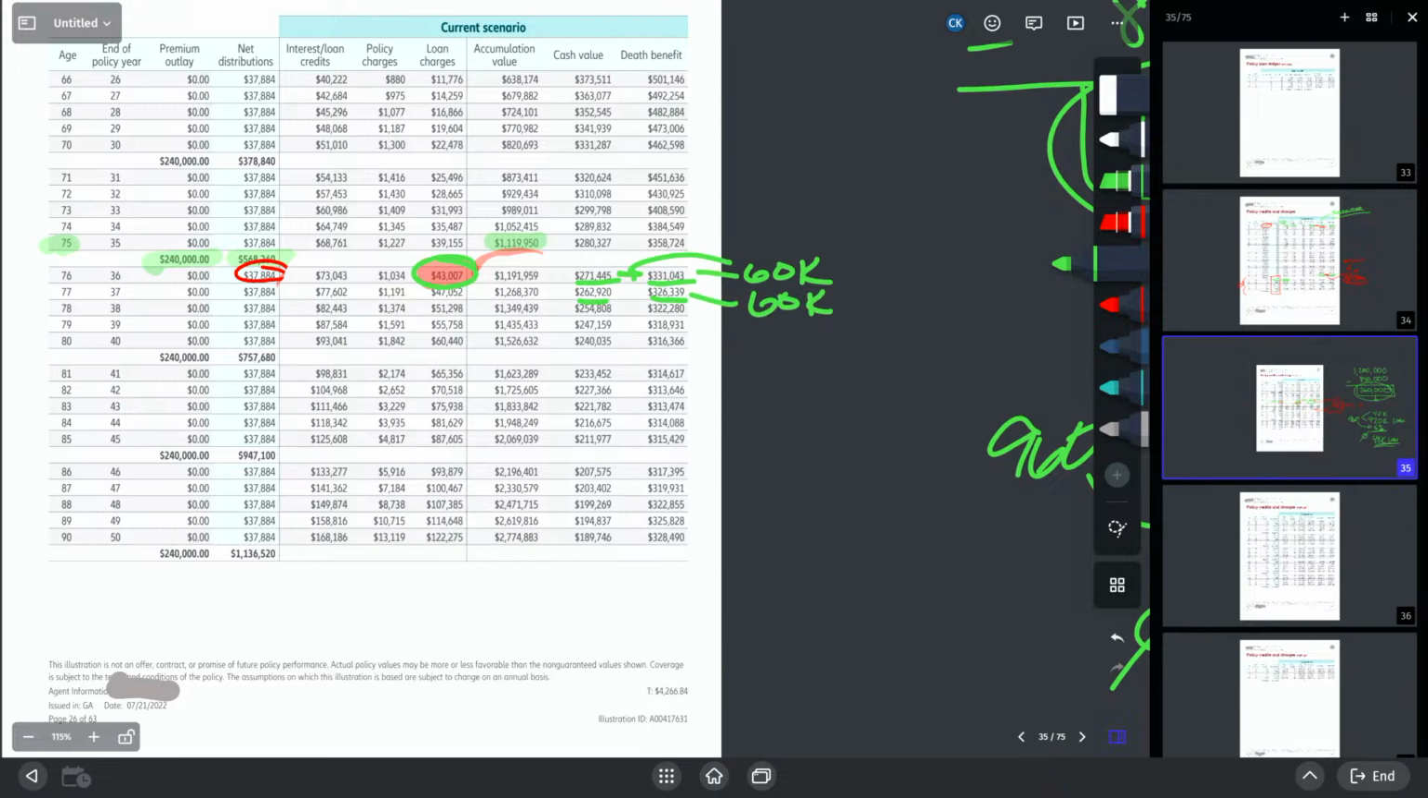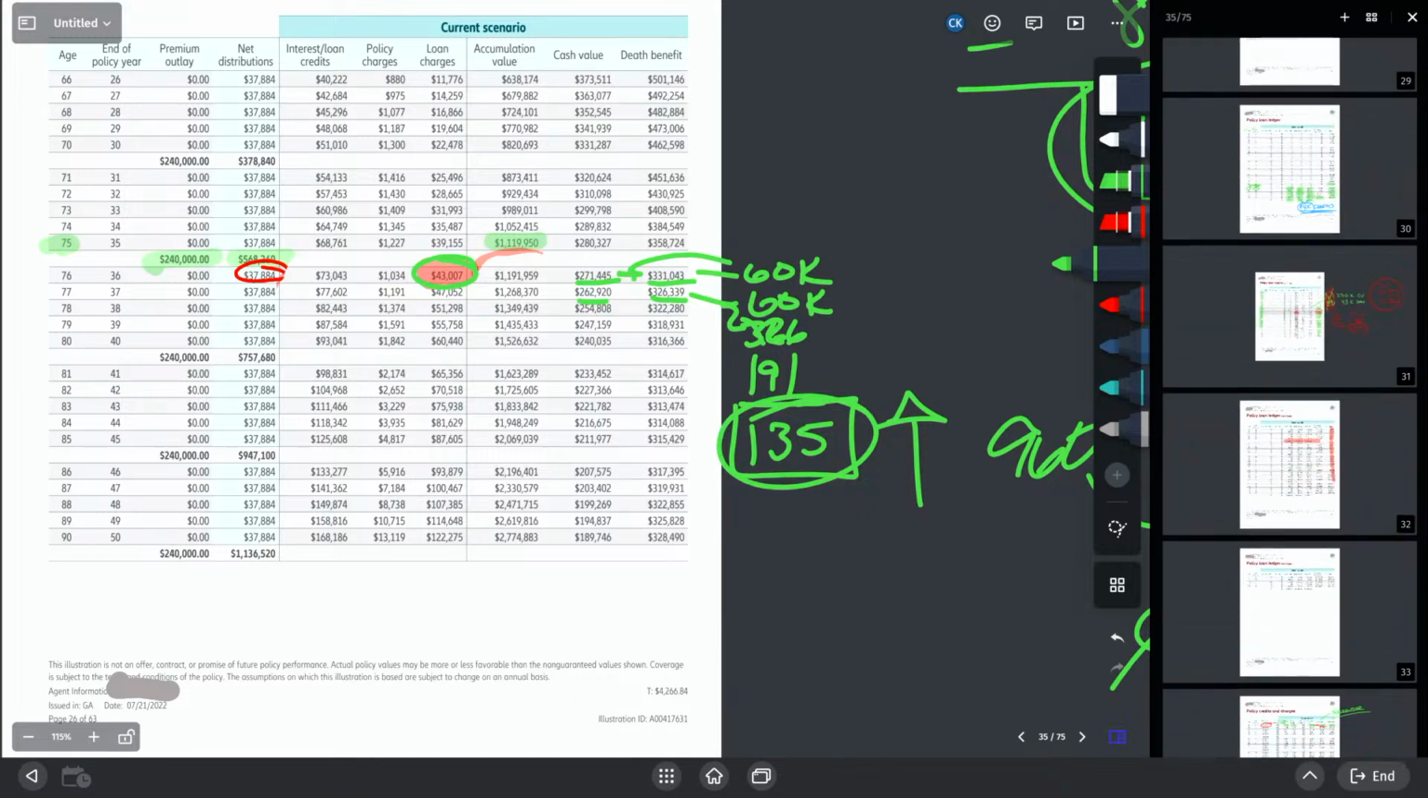But now what's happened, because we reduced it, instead of 262, we have 191. And so now 326 minus 191 is 135. So now what happened is from 60K, you went up to 135K of net amount at risk. That increases your cost of insurance hugely. So the costs are going to compound against you, but guess what? It doesn't show that to you on the illustration, right?